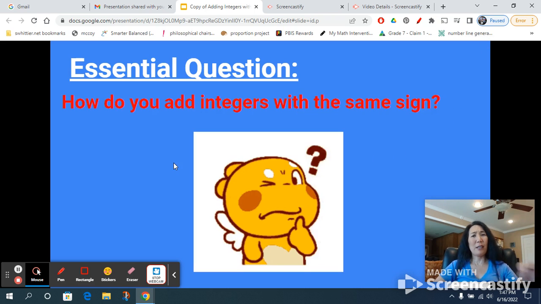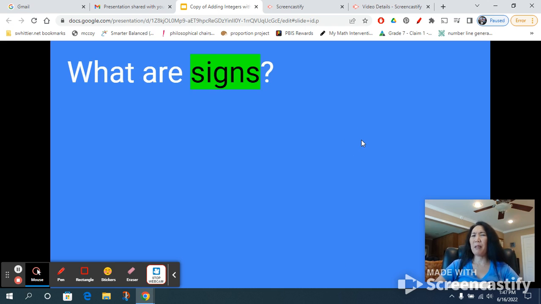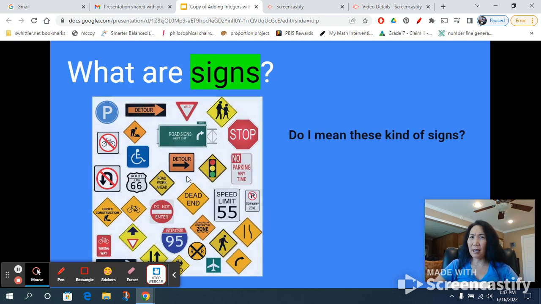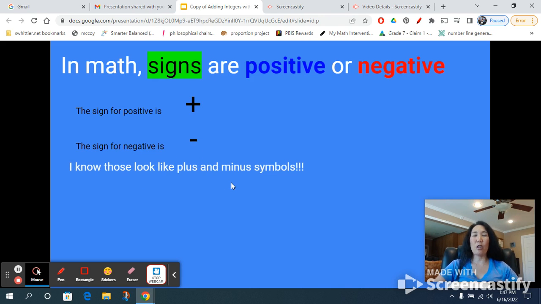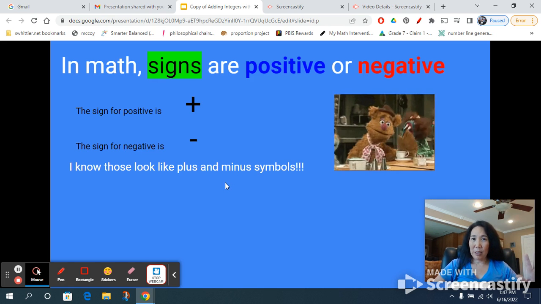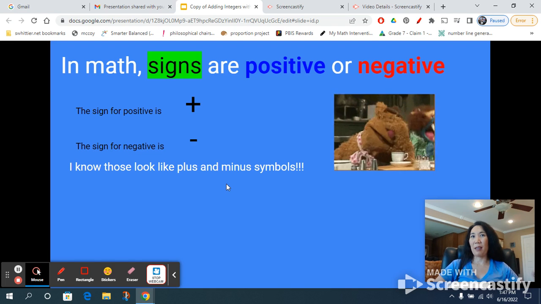All right, so the essential question, remember, is how do you add integers with the same sign? You know what integers are now, but what do I mean by signs? Do I mean these kinds of signs? No. In math, signs are positive or negative. So the sign for positive looks like this. The sign for negative looks like this. Now I know they look a lot like plus and minus symbols. Gets a little confusing. So I like to circle operations in math now.